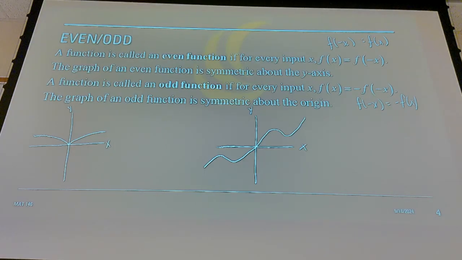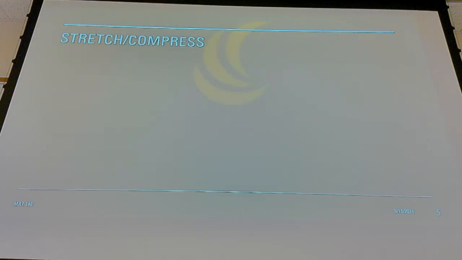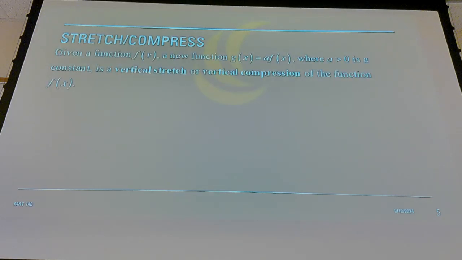The final transformation is also the biggest pain in the rear, and that's the stretching and compressing. Given function f of x, a new function g of x equals a times f of x, where a is greater than 0 and it's a constant, is called a vertical stretch or a vertical compression of the function f of x.